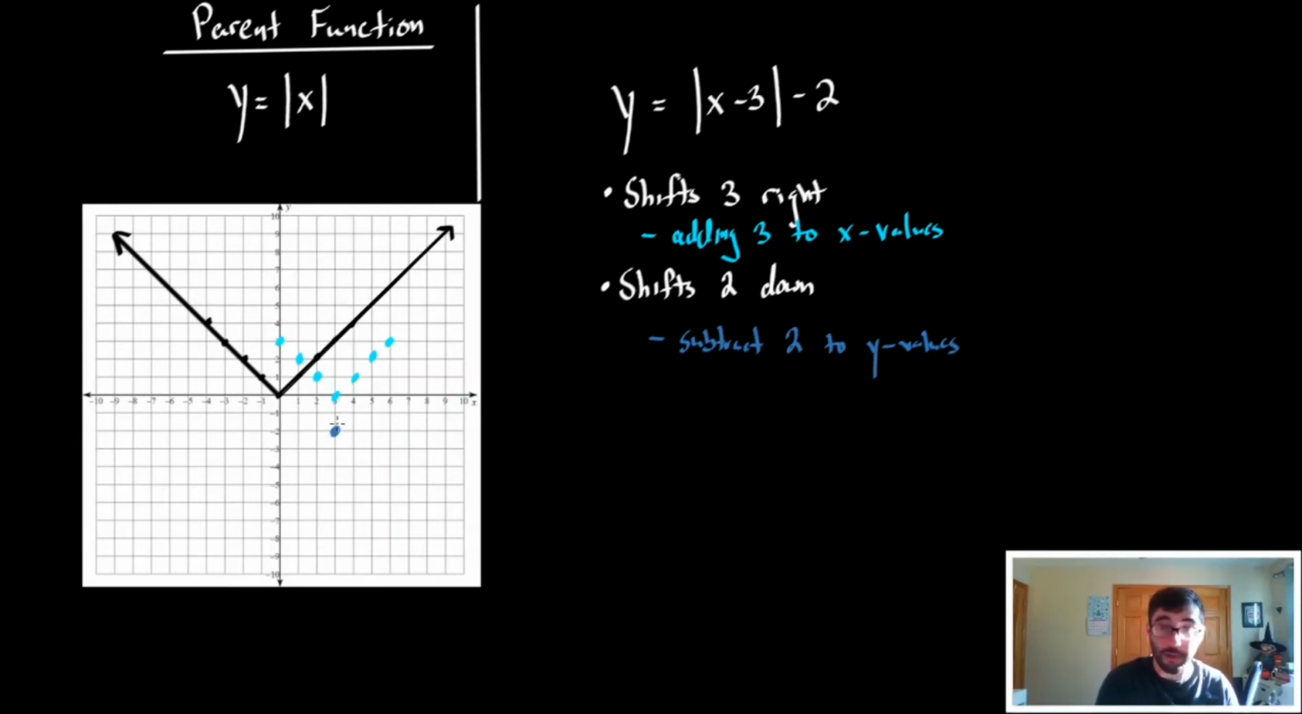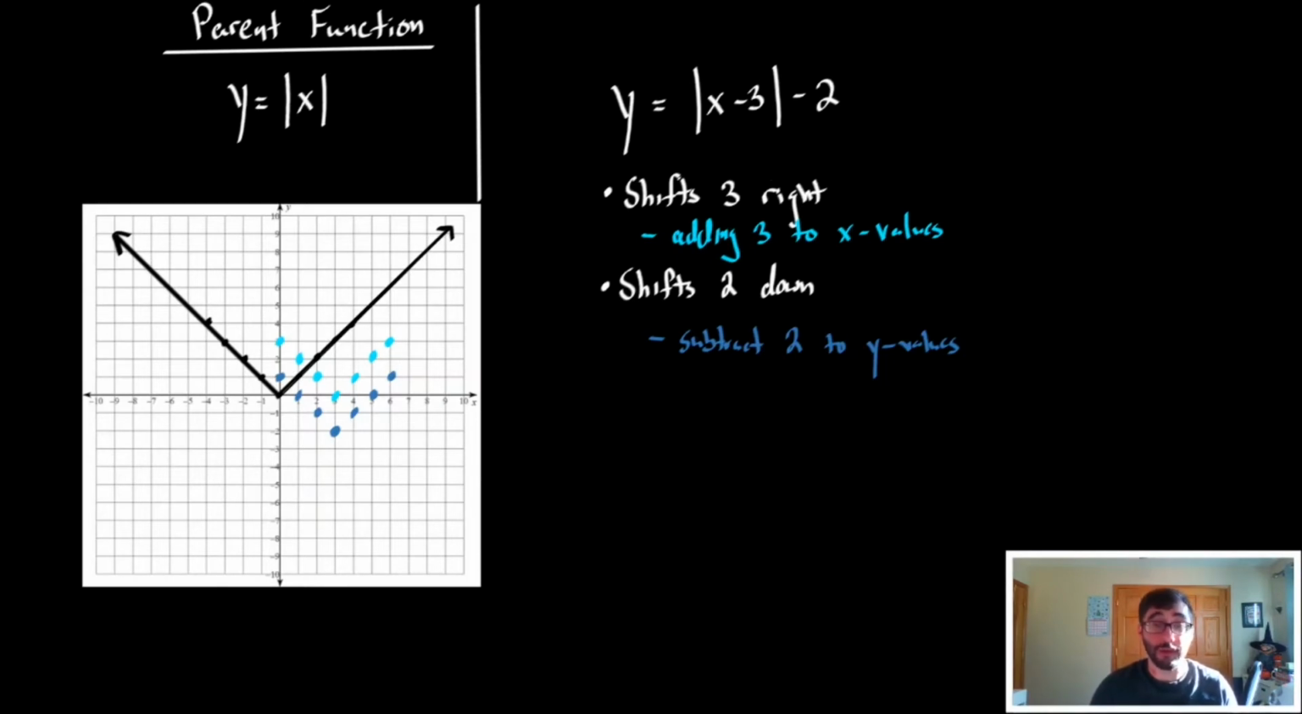So (3, 0) now becomes (3, -2). (4, 1) becomes (4, -1) because I subtracted 2 from y. (5, 2) becomes (5, 0) because I subtracted 2 from y. And so on and so on. And now we are done with our transformations. There are no more transformations taking place.